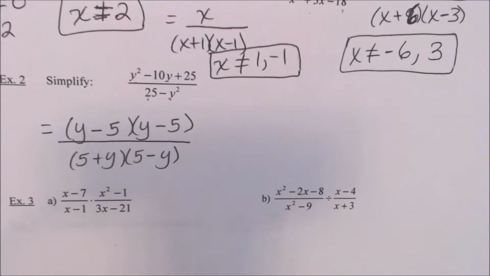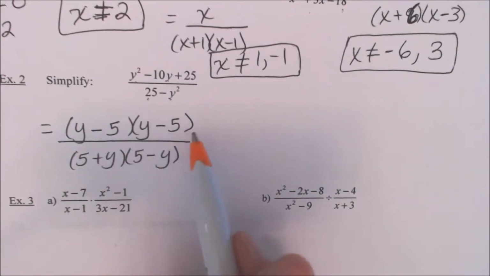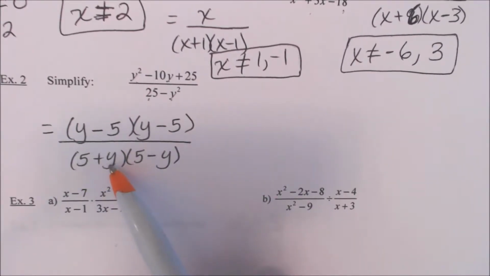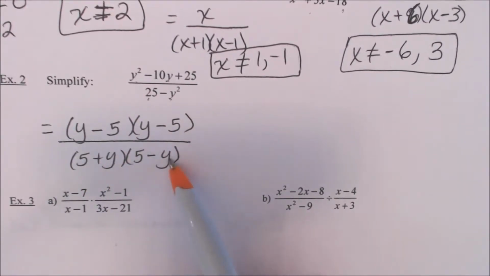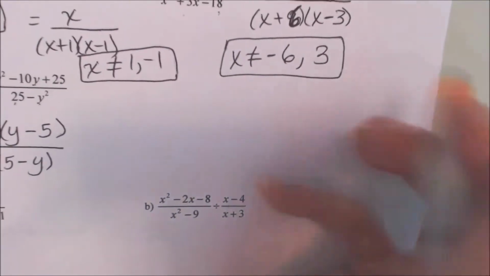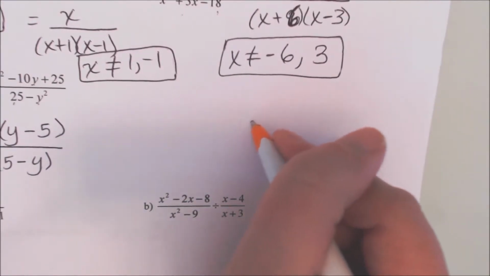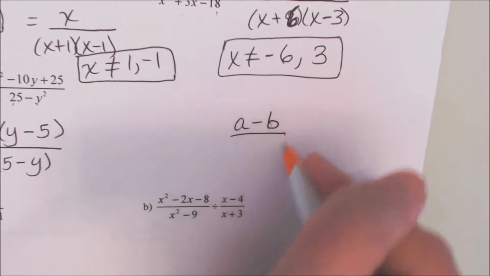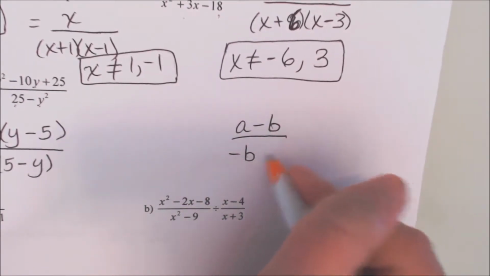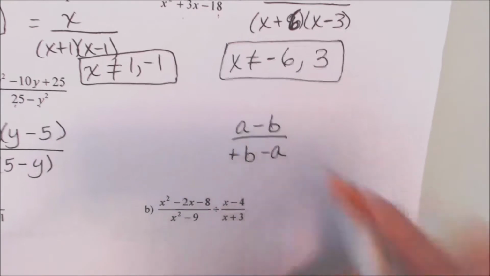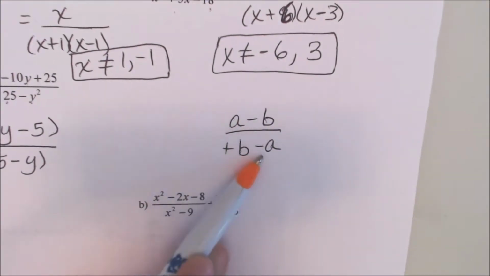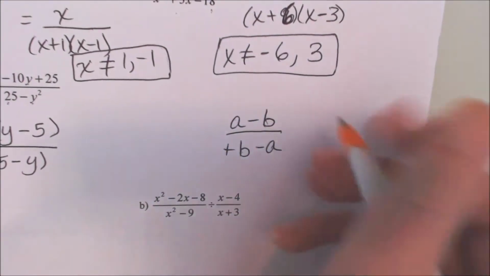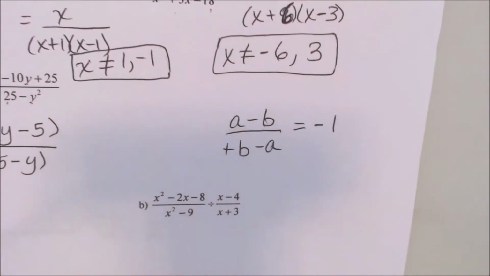And then anything that you can reduce, you want to go ahead and reduce. At first glance, it doesn't look like we have any common factors top to bottom. We have a 5 plus y, that doesn't cancel with anything. We have a 5 minus y, but in the numerator we have y minus 5. These are what are called opposites. Let me give you a quick example here. If you have a minus b on top and positive b minus a on the bottom, where all the signs are opposite, see how the a's are opposites and the b's are opposite, that will reduce to negative 1.